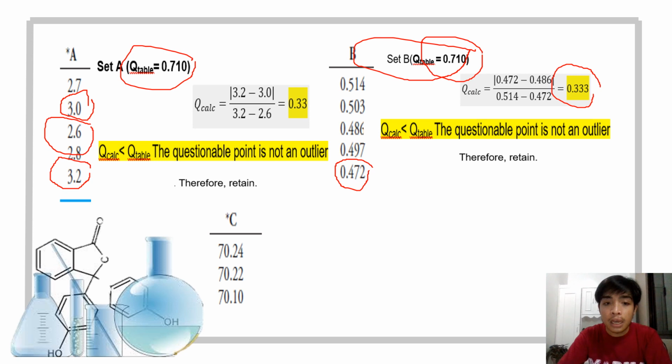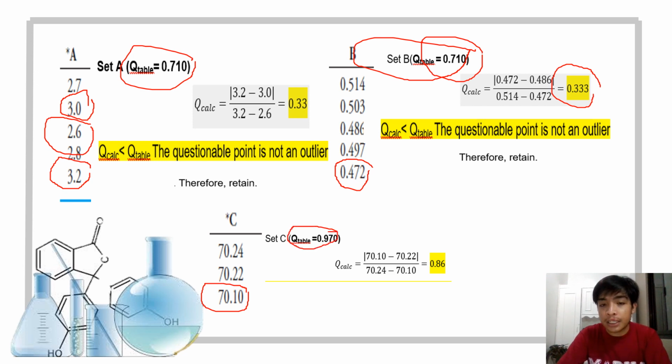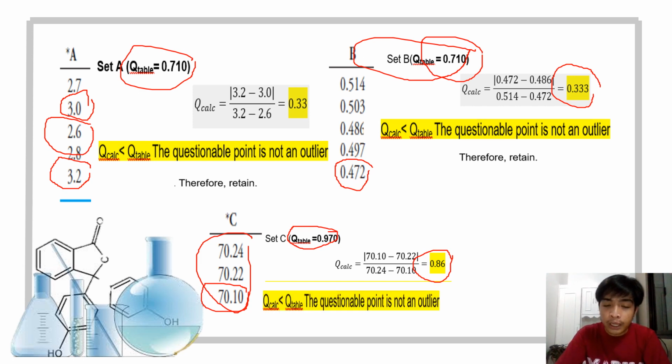For set C, the questionable point is 70.10, and from the table we obtain 0.970 as the critical value since we only have three data in a set. From the calculation, we obtain 0.86 as the Q calculated. And 0.86 is again less than 0.970. Therefore, Q calculated is less than Q table, meaning the questionable point is again not an outlier.